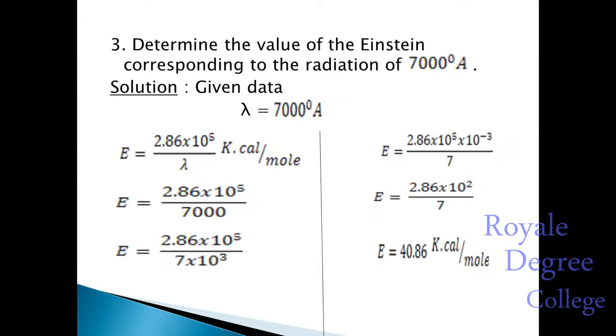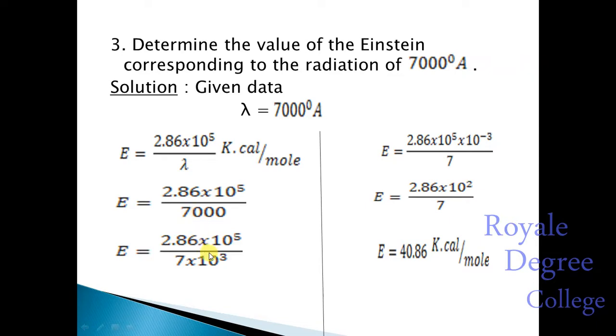Now the next problem we'll see. Determine the value of Einstein's corresponding to the radiation of 7000 degree angstrom. So the solution: given data, lambda is 7000 degree angstrom. This formula we are using: E is equal to 2.86 into 10 to the power 5 divided by lambda, in kilocalories per mole. The value of lambda we write here is 7000.